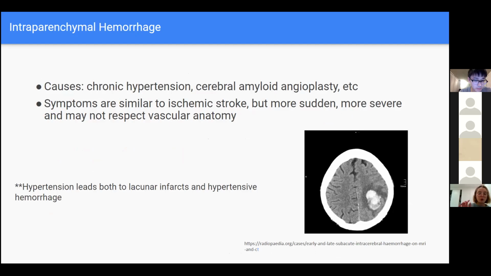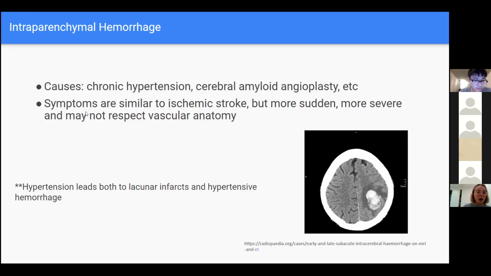And just a little side note on this: hypertension can either lead to lacunar infarcts in the pathophysiologic way that we saw, or it can also lead to hemorrhage, hypertensive hemorrhage intraparenchymally. Another cause of intraparenchymal hemorrhage is cerebral amyloid angiopathy. That creates hemorrhage in a way that we don't need to know at our level, but just remember it.